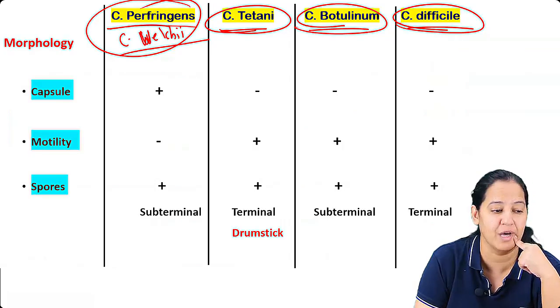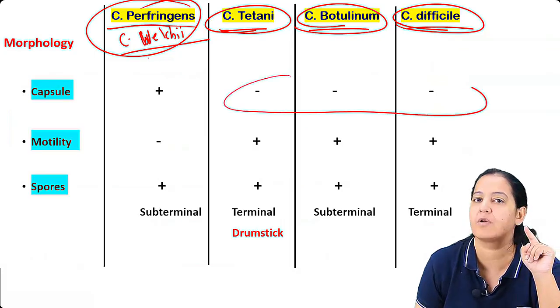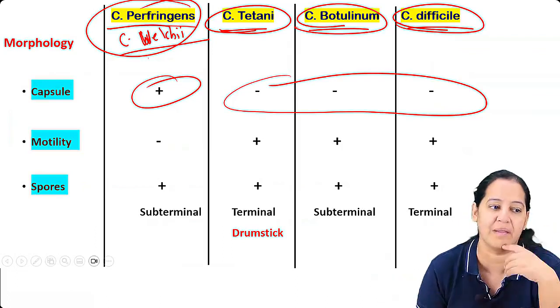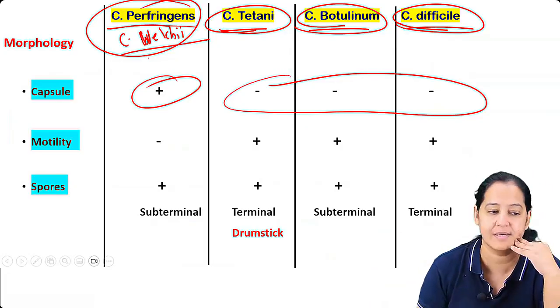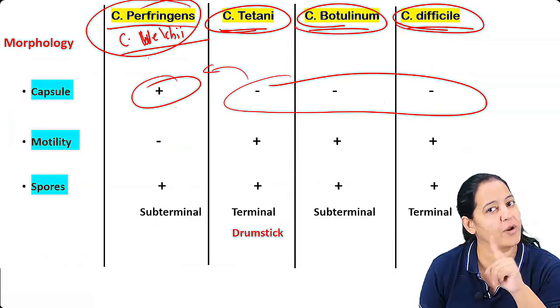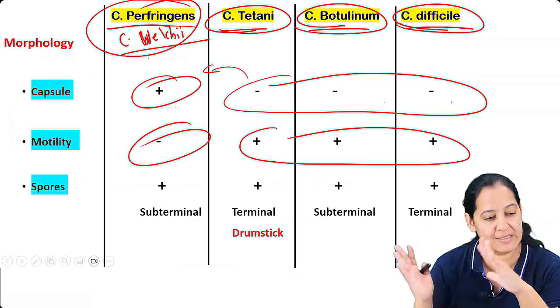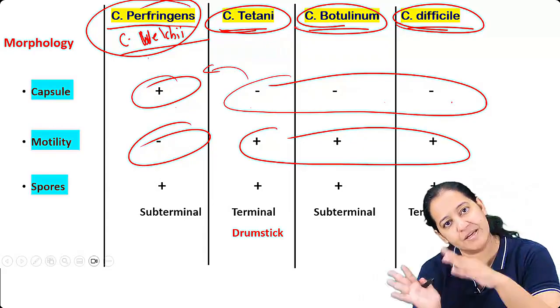Listen, I call Perfringens a gaddar, a traitor. Why do I call him gaddar? Listen. All the Clostridium are non-capsulated, but this one is capsulated. It is going against the family. Who is a gaddar? Who goes against the family, against the community? Everyone is doing something else, but someone is doing against everyone. So it's a traitor. Everyone is non-capsulated, but it is capsulated. Everyone is motile, but it is non-motile. So in both things, it is going opposite of its family.